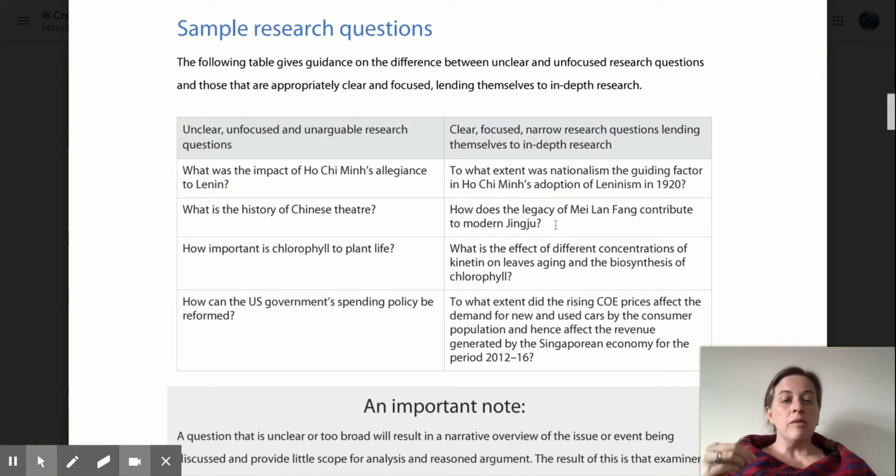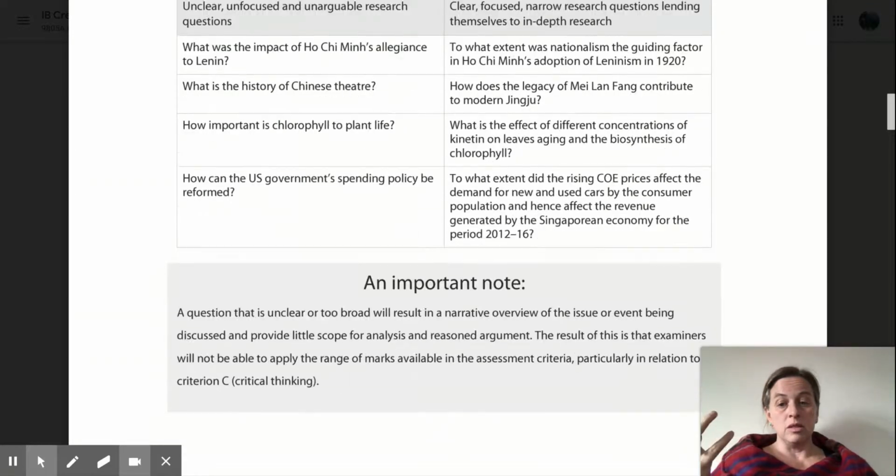And so you have a very specific actor, I think, here. And Jingju, I'm not sure what that is, but that may be a type of theater. So you're looking at a very specific type of theater. You're looking at a very specific actor, perhaps. And you're saying, how does one affect the other? That's a really good question.